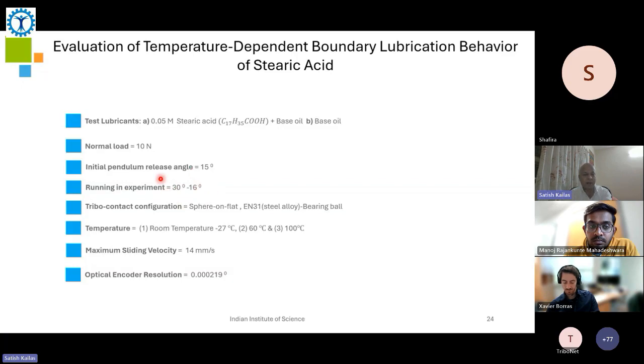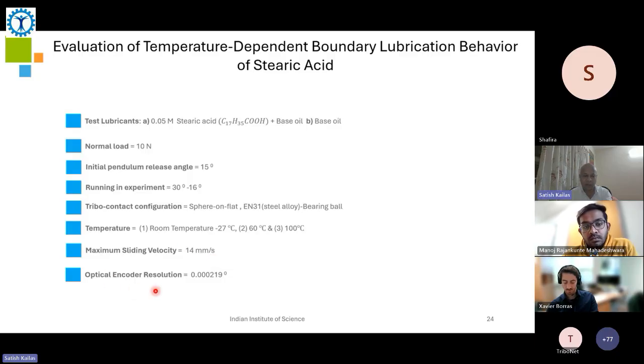We get steady state because when we see the number of cycles it takes from 30 to 16, when it becomes constant, you know that it has reached the steady state. So it's a sphere on flat contact. This is EN31 steel alloy for the disc and the ball bearing ball for the pin or the sphere. Temperatures we did from 27 degrees to 60 degrees and 100 degrees. And the maximum sliding velocity we got is 14 mm per second. This really means the whole thing is taking place in the boundary lubrication regime.